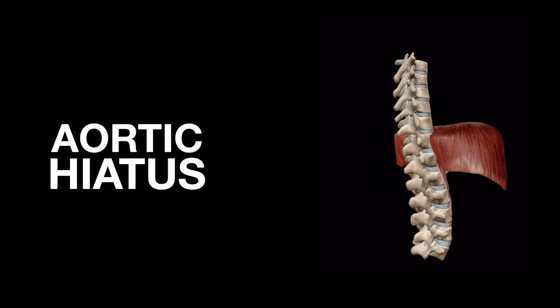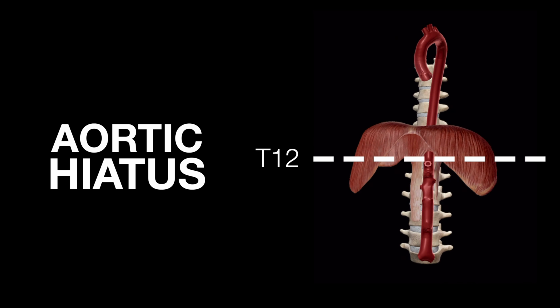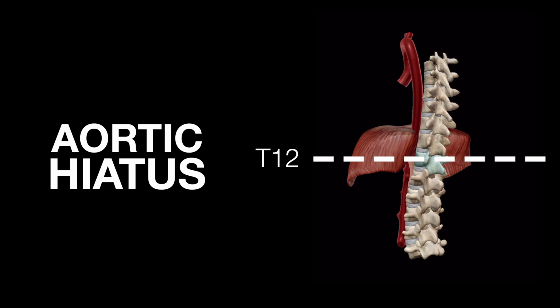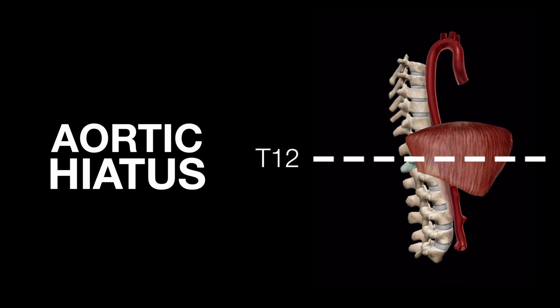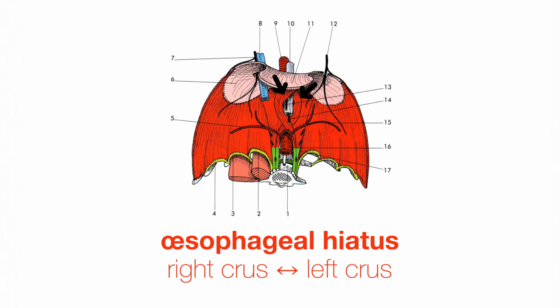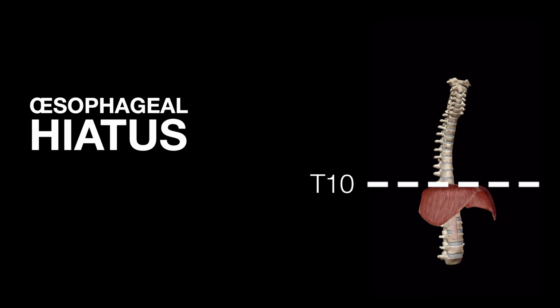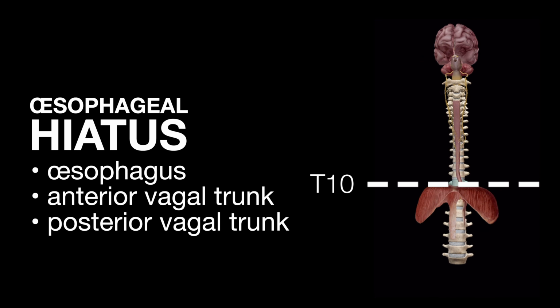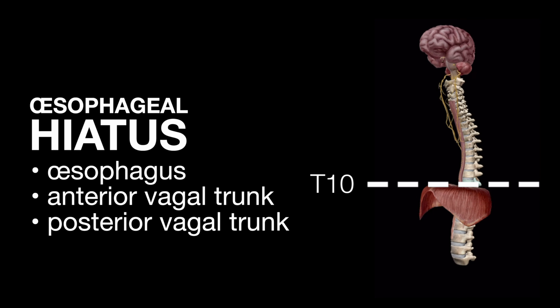This arch will delimit the aortic hiatus at T12 height. It's a fibrous, non-contractile hole allowing the passage of the descending aorta. The crura will crisscross again around the esophageal hiatus. This contractile hole at T10 height gives passage to the esophagus and to the anterior and posterior vagal trunk that come from the 10th pair of cranial nerves.